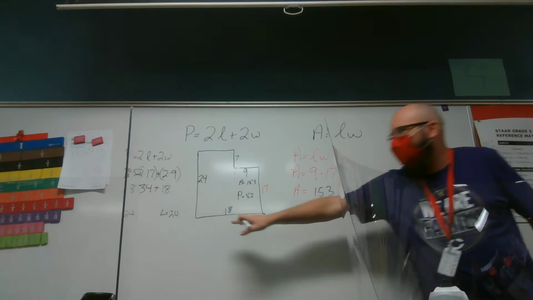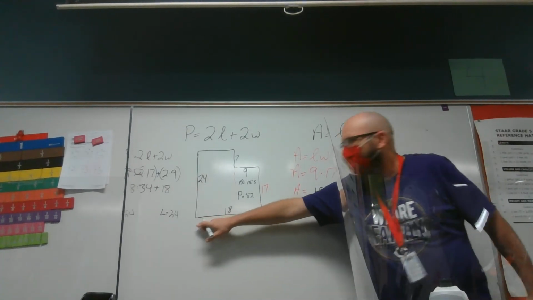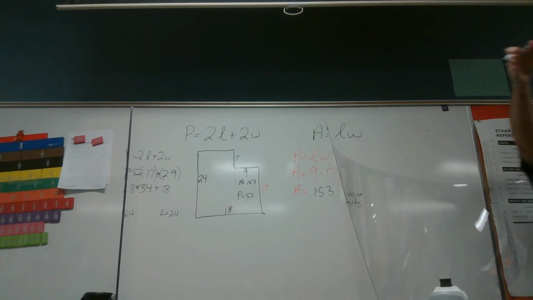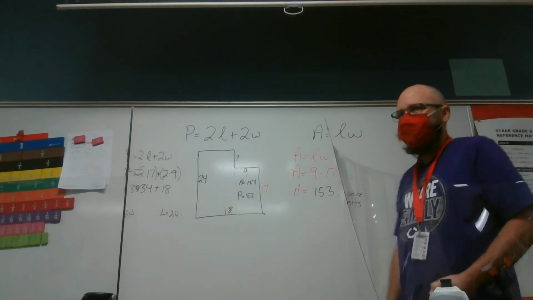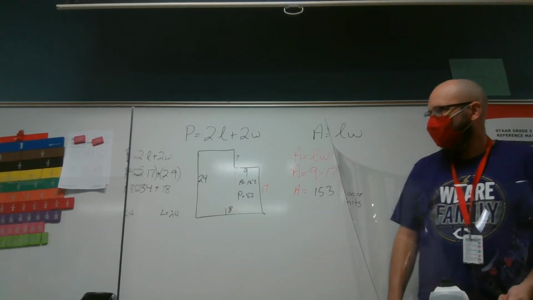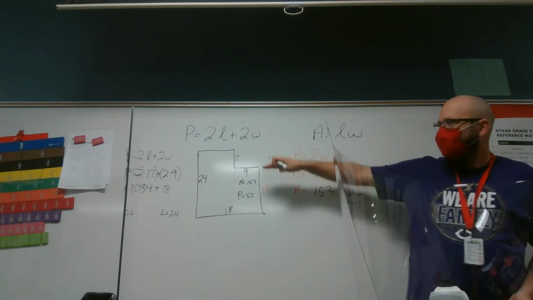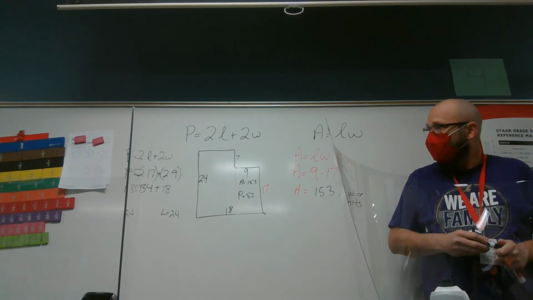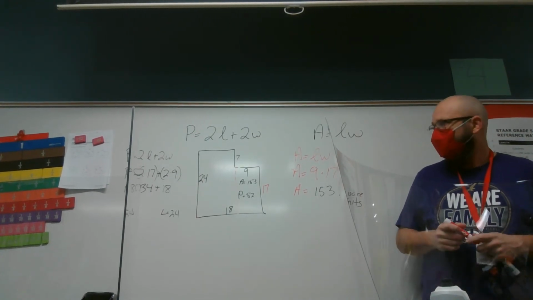So how would we find just this part here if the whole thing is 18? Well, Logan. So on the thing, there's another line that has 9 on it. Good. So if you do 18 subtract 9, you'll get the answer.